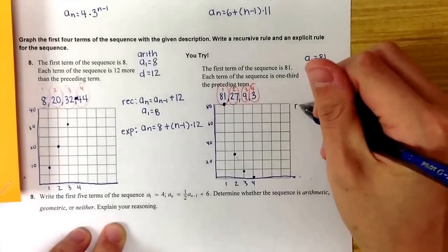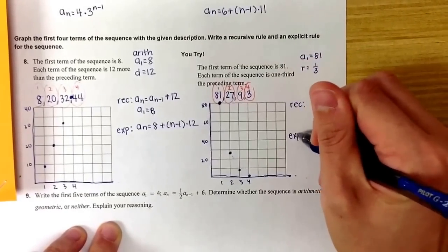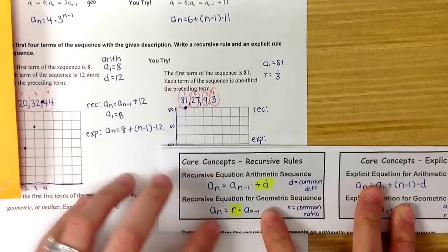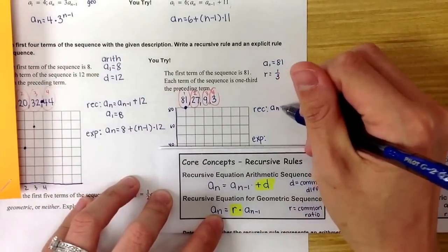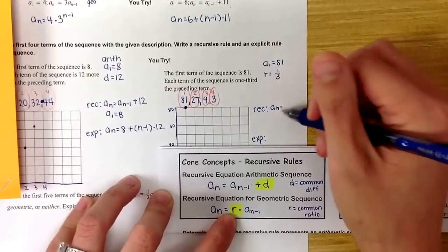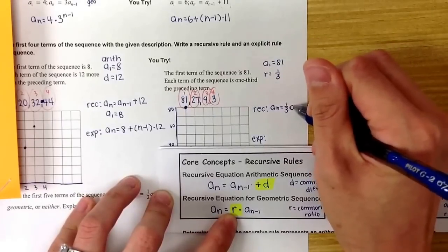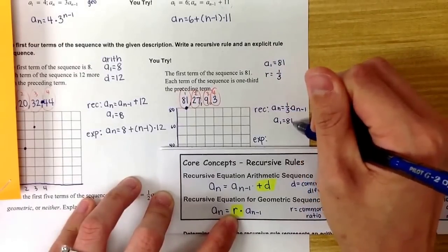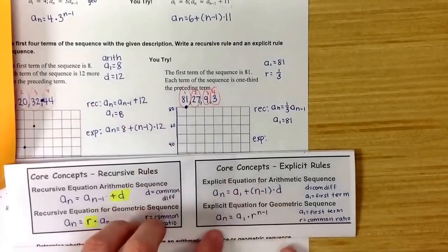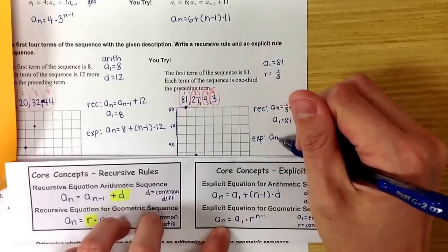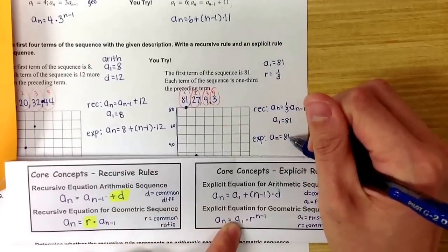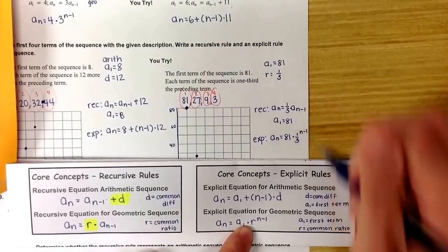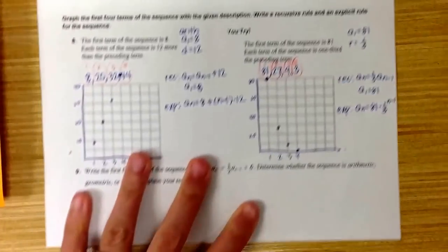Okay, so recursive rule and then explicit rule. Recursive for geometric says that it would be a_n equals r, what's my common ratio? 1/3, times a_(n-1). Remember, don't forget to write what is your first term? 81. Second one, explicit for geometric says a_n equals a1, what is it? 81, times r, what is your common ratio? 1/3, to the n minus 1. That's it. All right, let's do the last one together.